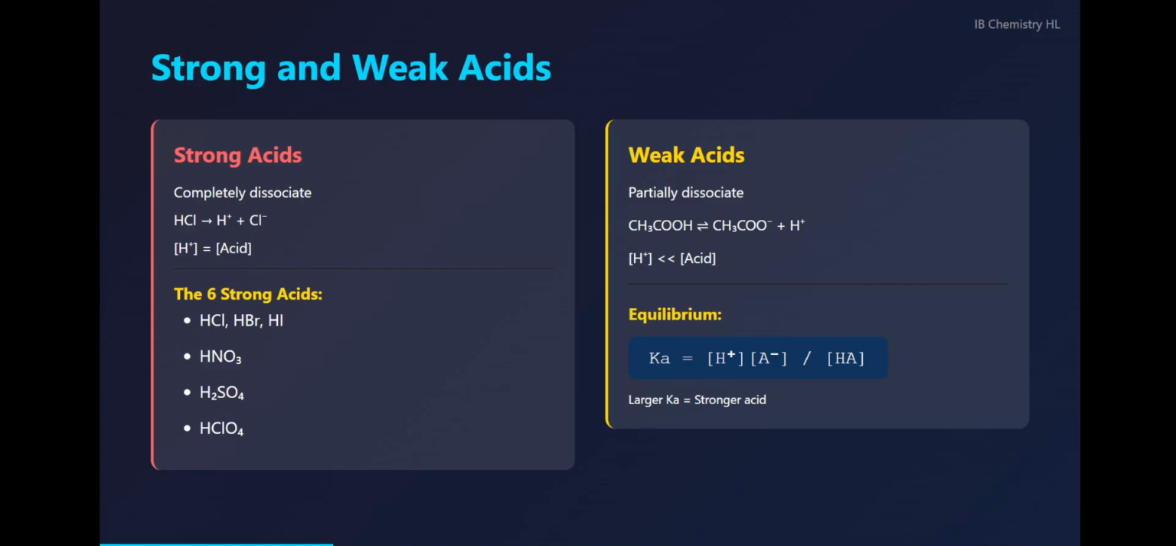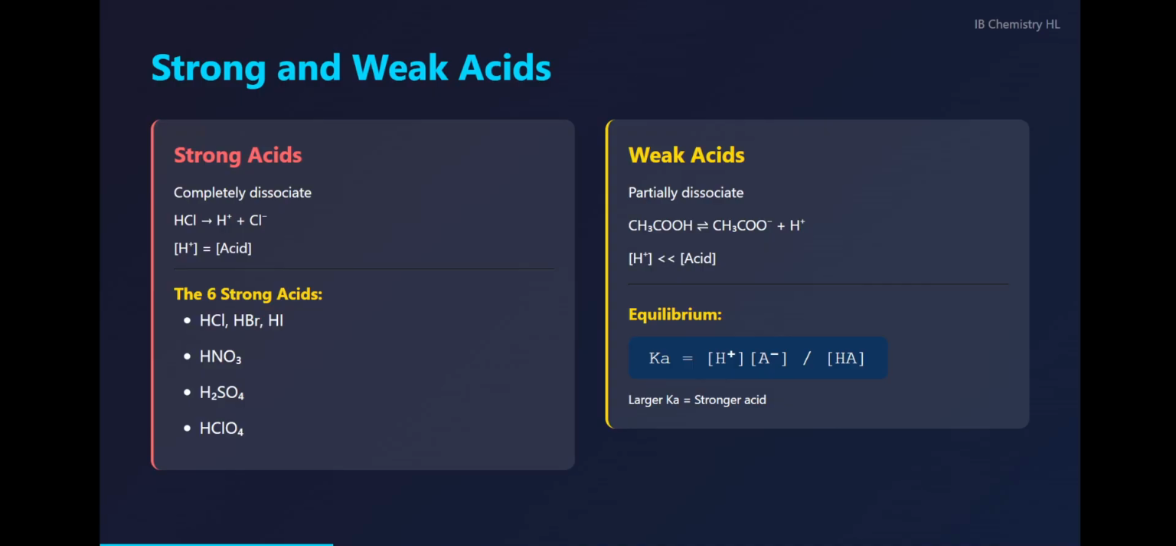Acids are classified as strong or weak based on their degree of ionization. Strong acids completely dissociate in water. The 6 strong acids are hydrochloric acid, hydrobromic acid, hydroiodic acid, nitric acid, sulfuric acid, and perchloric acid. Weak acids only partially dissociate, establishing an equilibrium. Examples include acetic acid, carbonic acid, and citric acid.